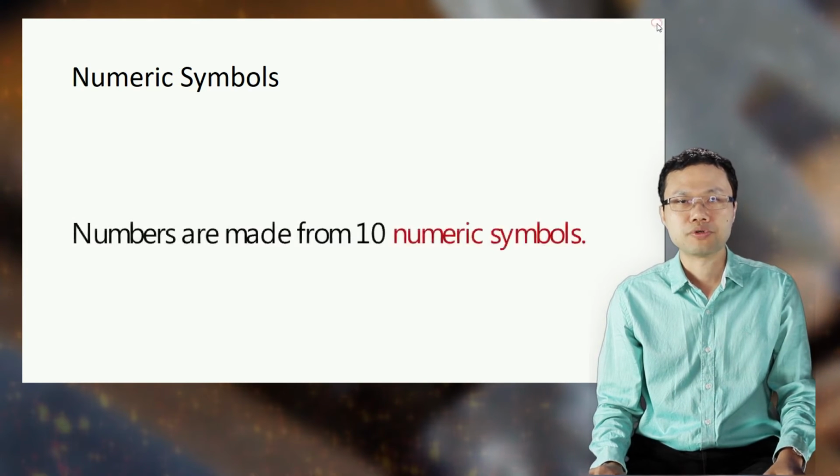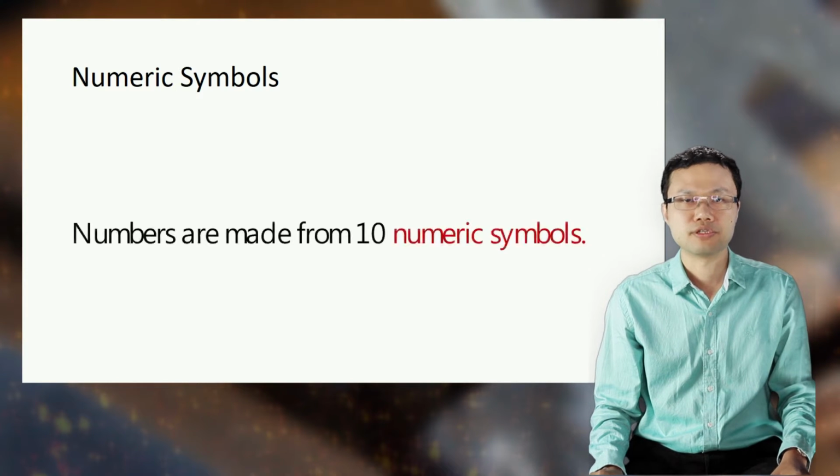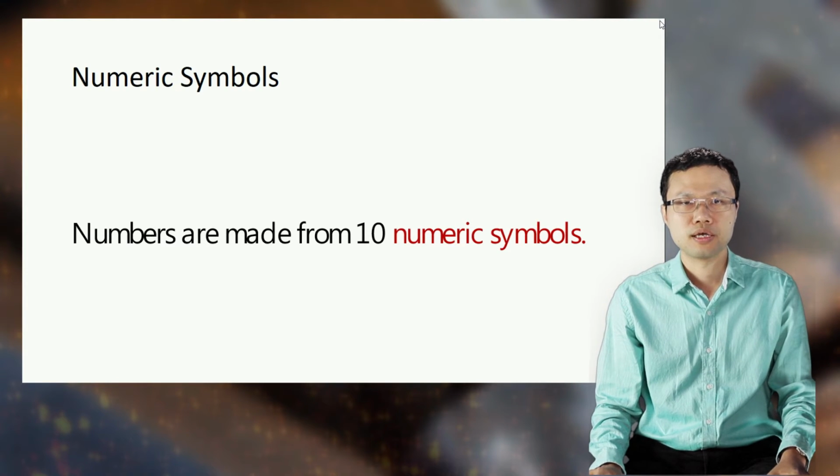We know that the numbers are made from 10 different numeric symbols. They are 0, 1, 2, 3, 4, 5, 6, 7, 8, and 9. You are all very familiar with these numeric symbols. But here, I would like to remind you of some key points on pronunciation.